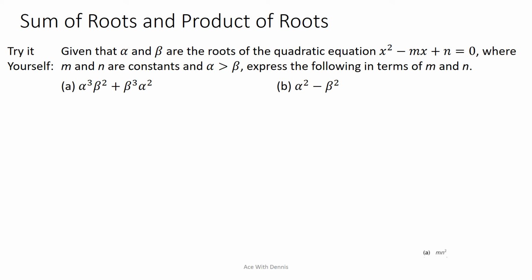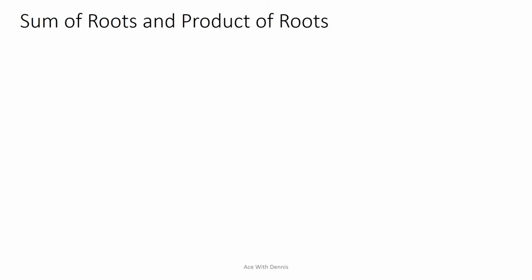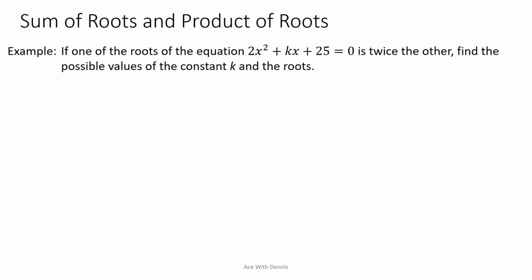The answer for A is mn square and B is m square root m square minus 4n. Do you get the answer correctly? Let's look at this example. If one of the roots of the equation 2x squared plus kx plus 25 equals 0 is twice the other, find the possible values of the constant k and the roots.